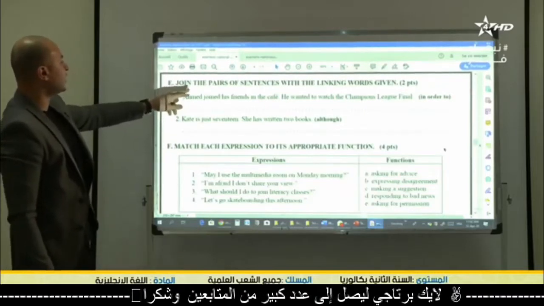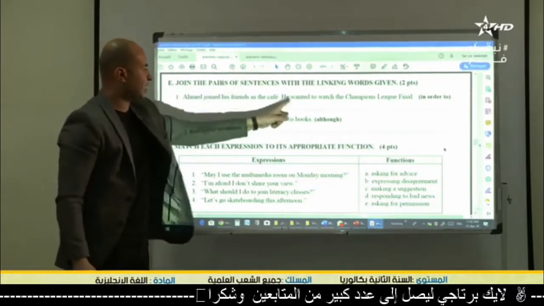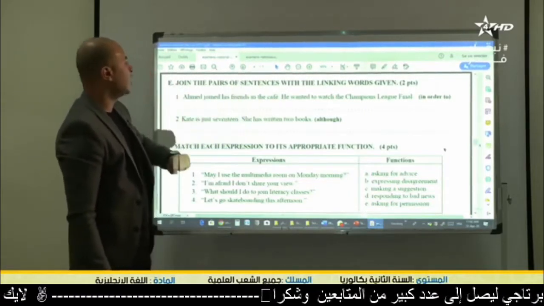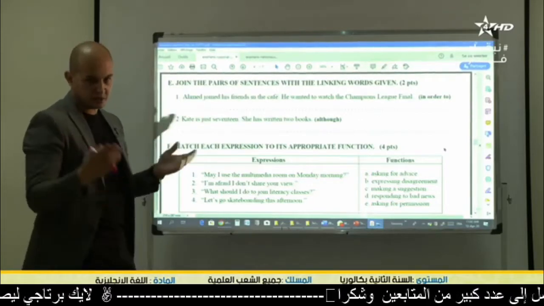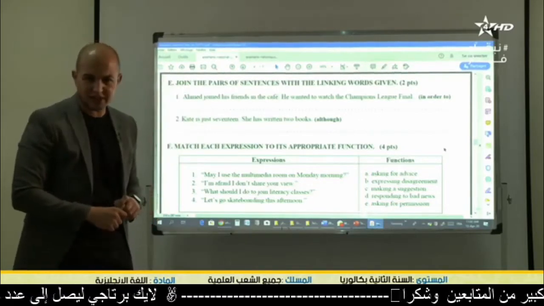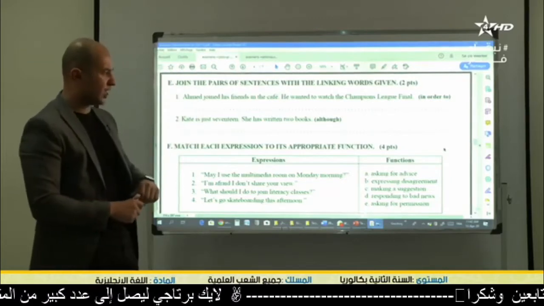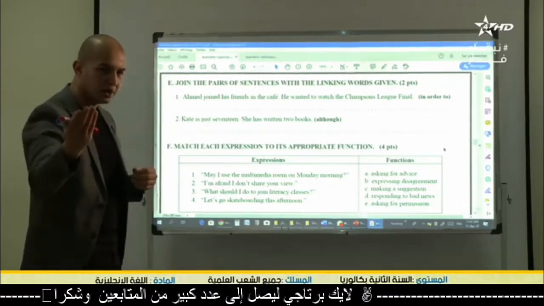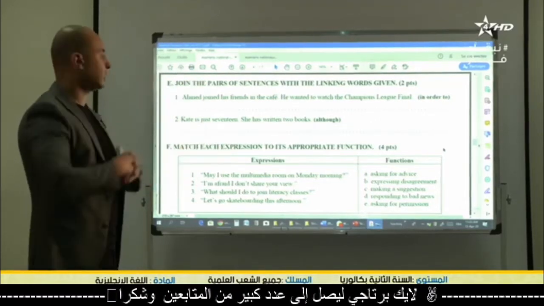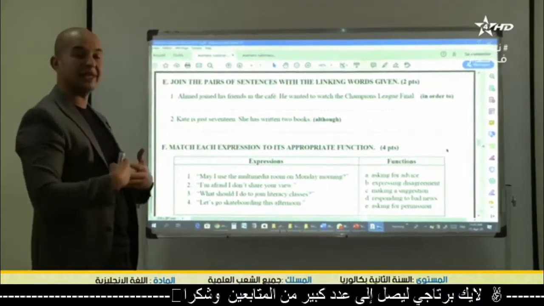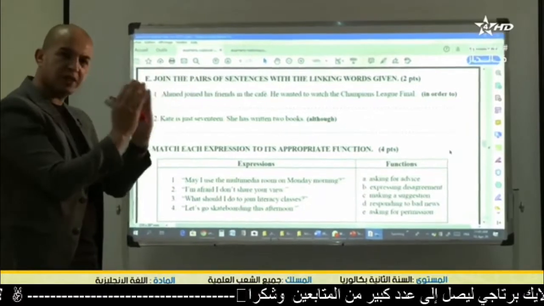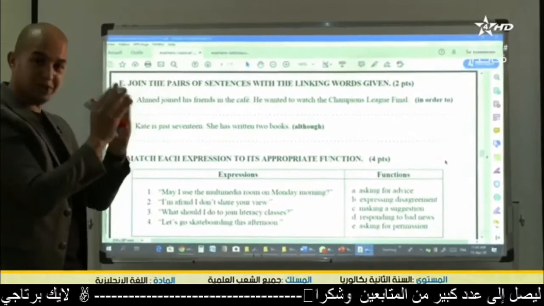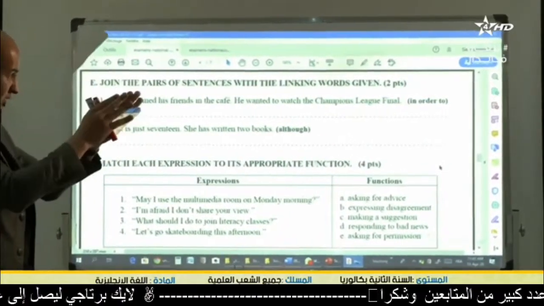Now, join the pairs of sentences. We have two sentences with the linking words given. So it's clear the lesson that we have now is linking words. Number one, we have in order to. In order to is to express what, if you remember? In order to do something, or so as to, or simply to do something. That's to express purpose. We use it for the objective, the aim, the goal.